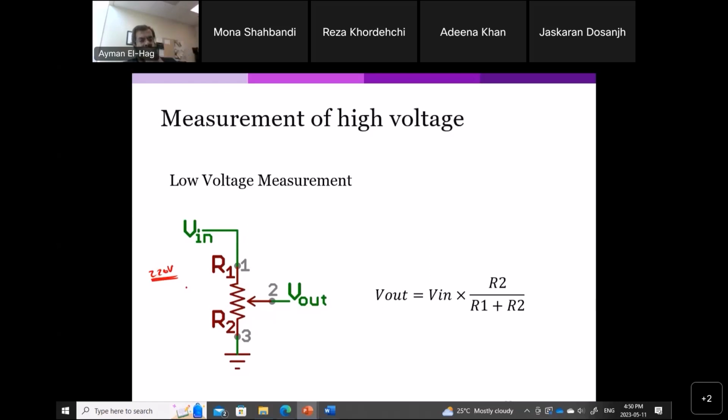So I need to step down this, and by selecting proper R2 and R1, I will have the needed voltage to be stepped down using simple voltage division. So your V out will equal to the V in times R2 over R1 plus R2. R1 plus R2 is basically the total resistance of this. Okay, so by properly selecting this, I can step down the voltage to the level that I am really interested in. So that technique, we use it in low voltage measurement, but we use exactly the same technique to measure in the high voltage.